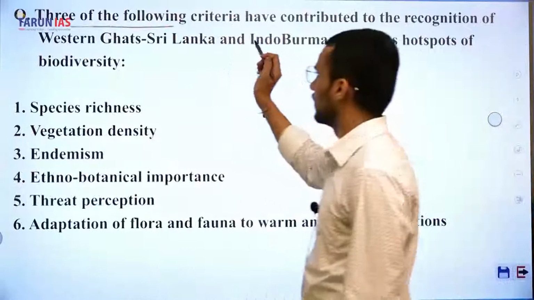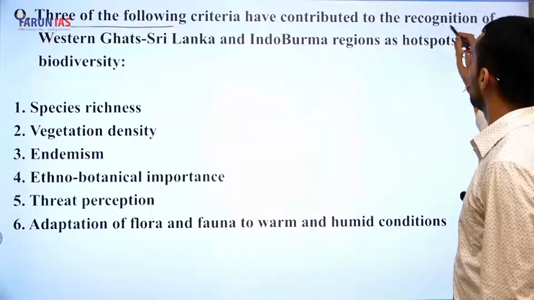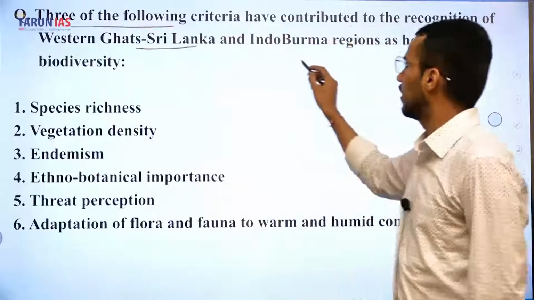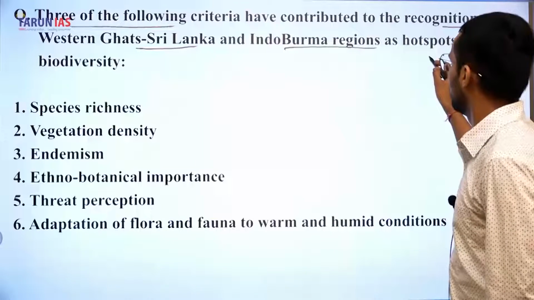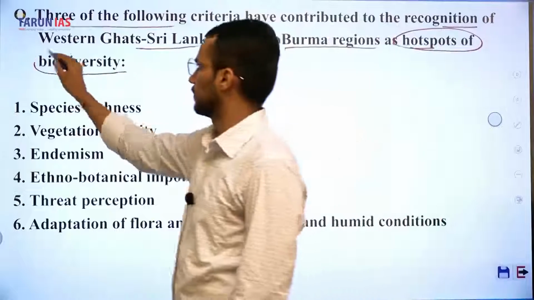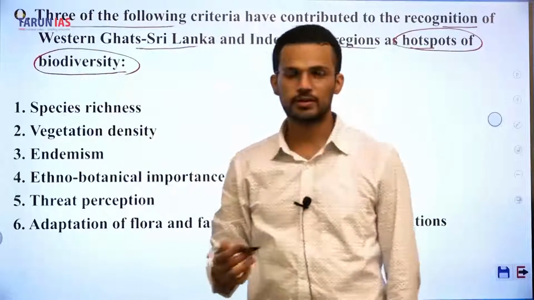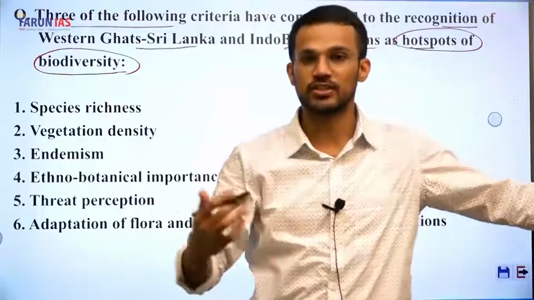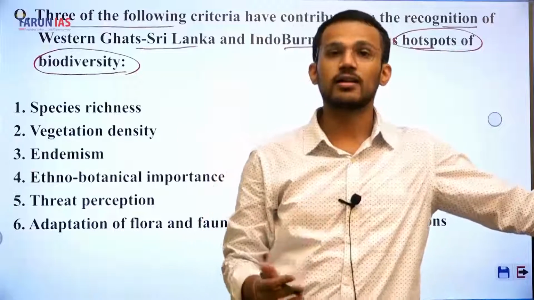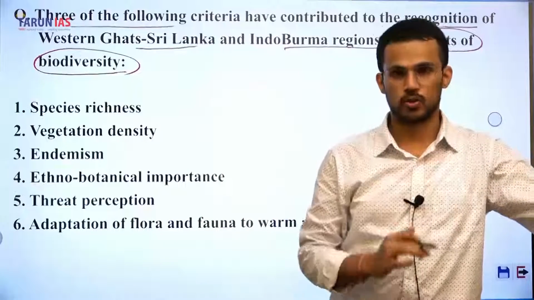Three of the following criteria have contributed to recognition of Western Ghats, Sri Lanka, Indo-Burma region as hotspots of biodiversity. What are they? Sri Lanka, Western Ghats, its extension in Sri Lanka, and Indo-Burma. What are they? They are biodiversity hotspots.